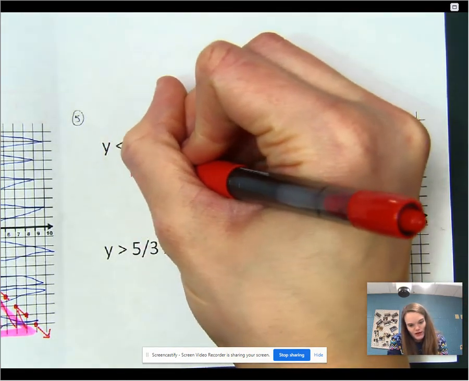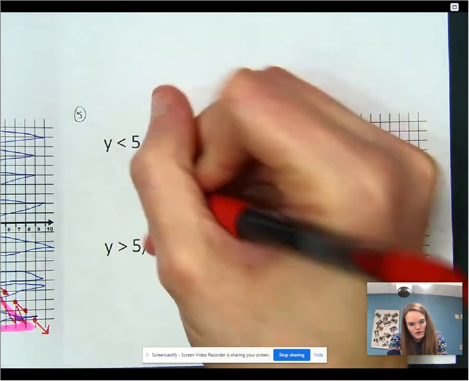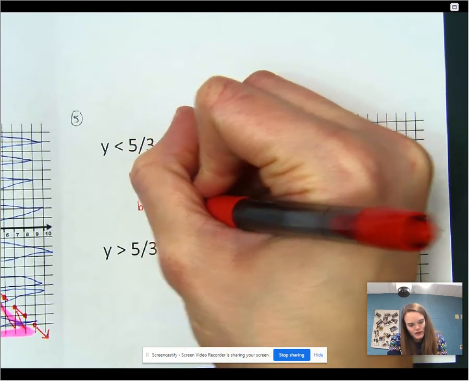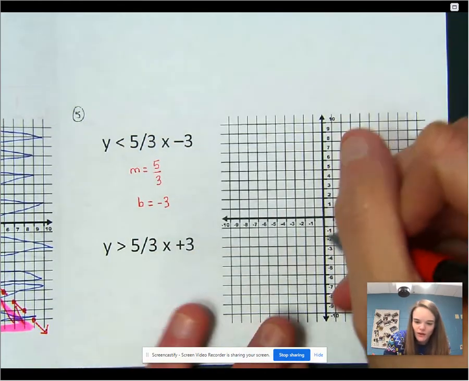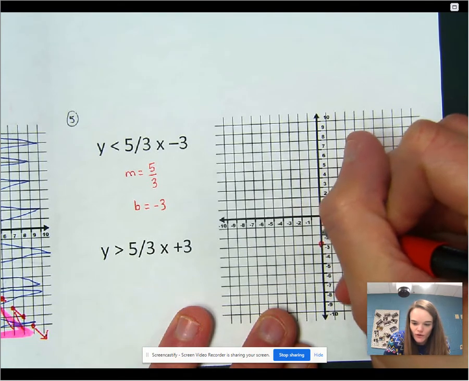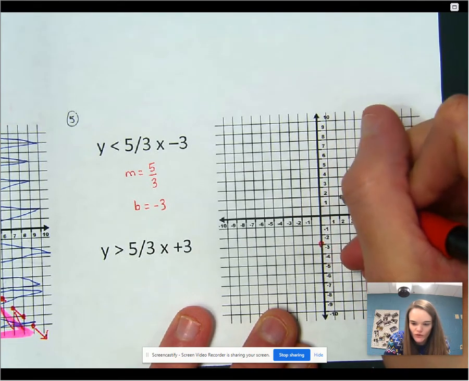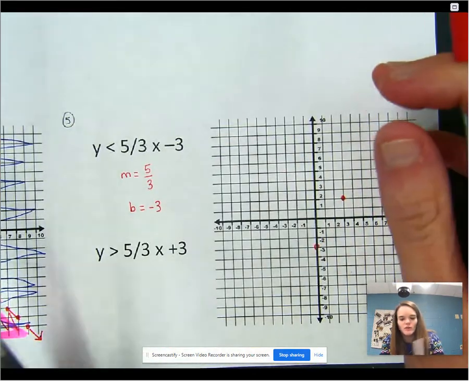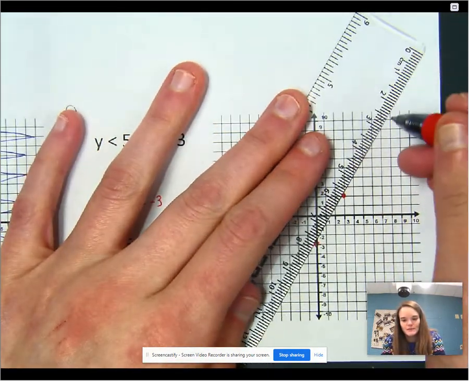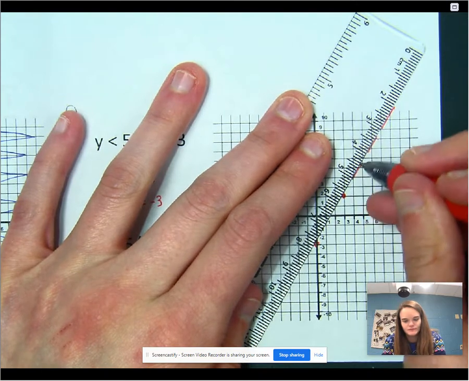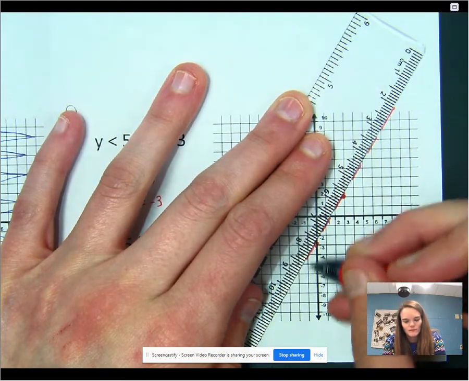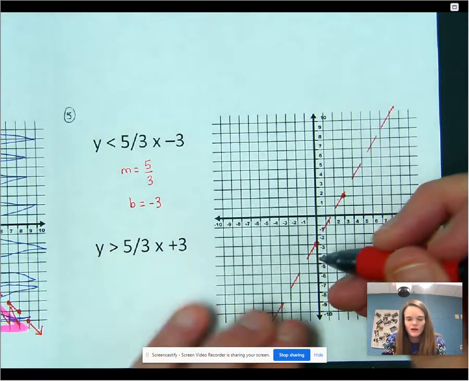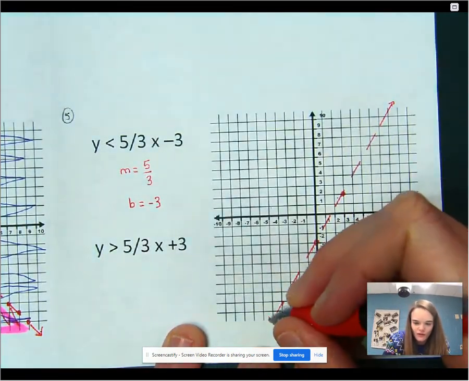The slope is 5/3. The y-intercept is -3. So -3, and then go up 1, 2, 3, 4, 5 over 1, 2, 3. And I could keep going, I'm not going to. This is dashed. It is less than, so it's the values below.